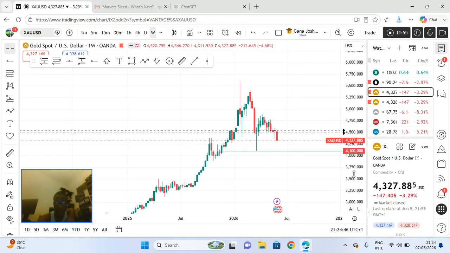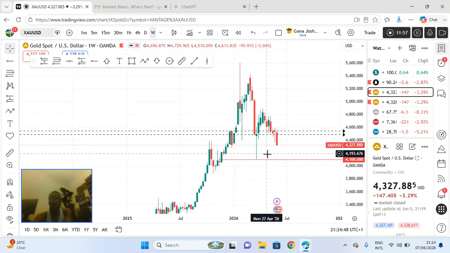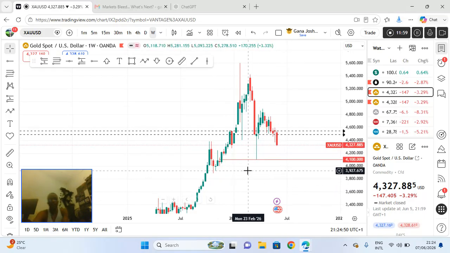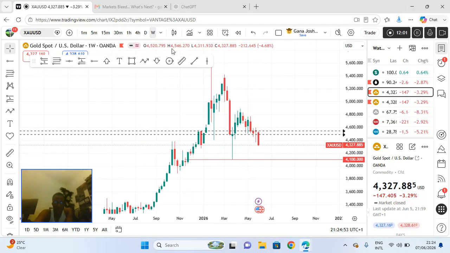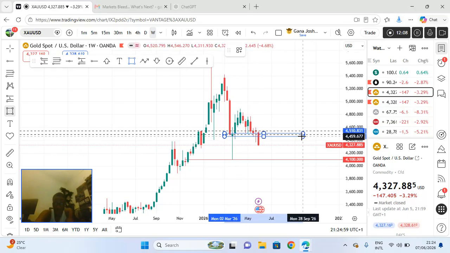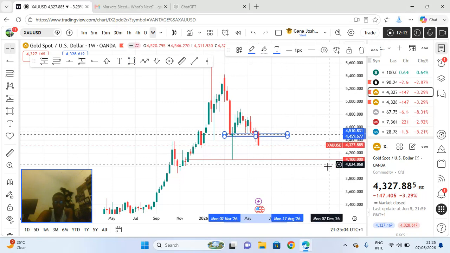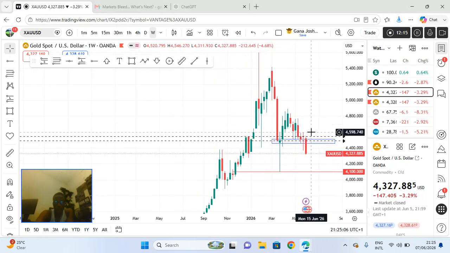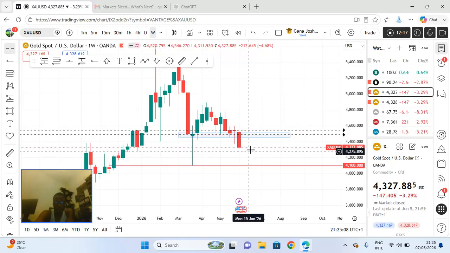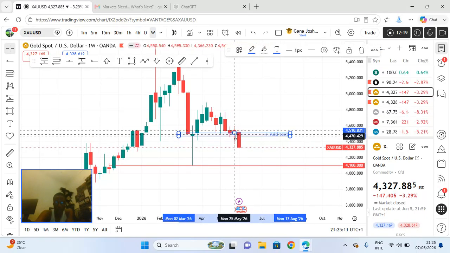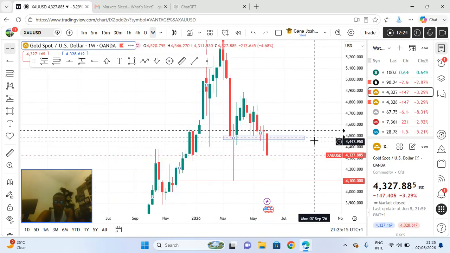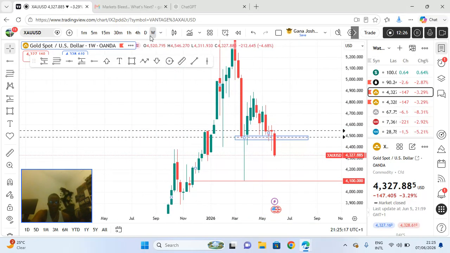Yeah, gold is coming for this low, man. It's coming for blood. Because why? This place was a strong support, but now price has broken it. Looking at it from the weekly, yeah, this was a strong low.